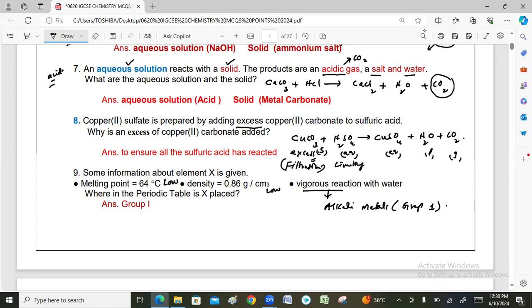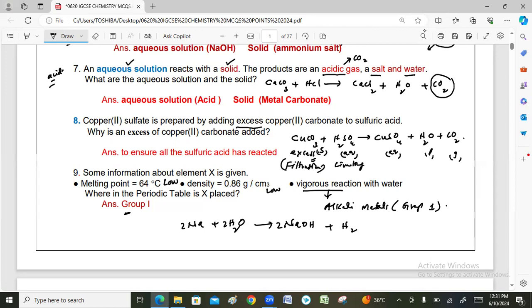They react vigorously with the water. If we react the sodium with the water, we get sodium hydroxide, metal hydroxide, plus hydrogen, and this is the balanced chemical equation. So hydrogen gas will be produced, which pops in a lighted splint. So the answer is group 1. So these are actually the questions in which you can directly predict the answer, because whenever you have a question like melting point low, density low, vigorous reaction with the water, group 1 is the answer.